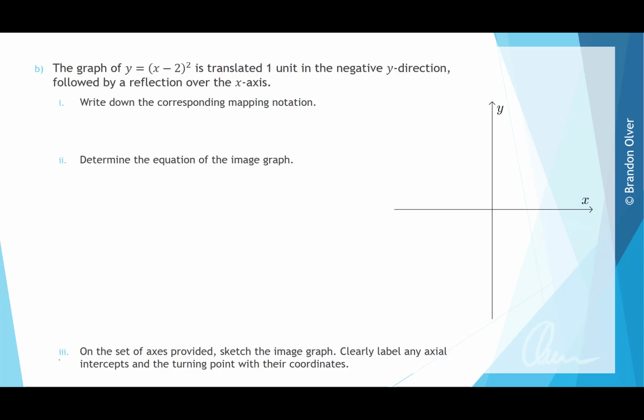For part B, we're going to take the same graph, but this time we're going to reverse the order of our transformation. So the first thing that happens is a translation of 1 unit in the negative y direction, and then that is followed by a reflection over the x-axis.